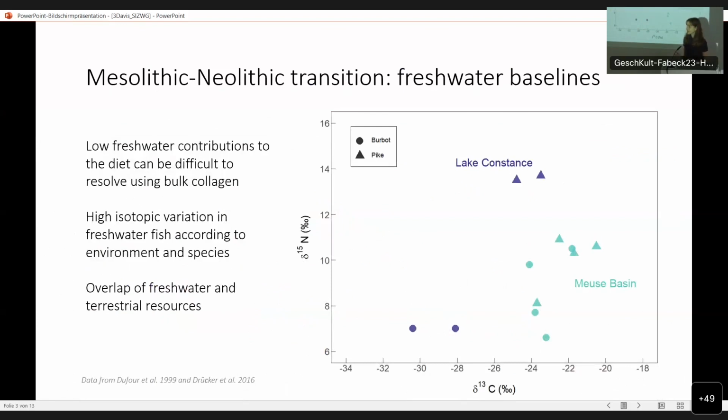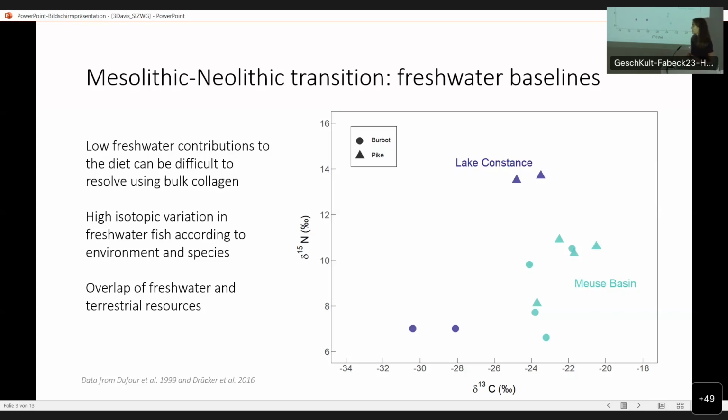So one of the ways that we can look at animal exploitation is using stable isotopes of human remains, but this is quite limiting for looking at low contributions of freshwater resources to the diet. That's partly because you need quite a significant input of aquatic resources to the human diet to actually see a shift in the values, but also because we see such wide variation in freshwater values.